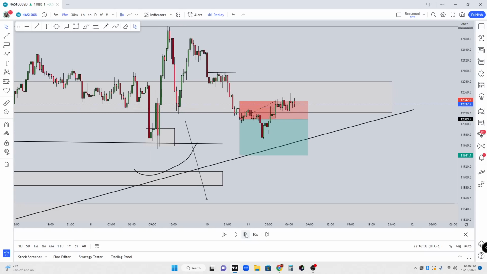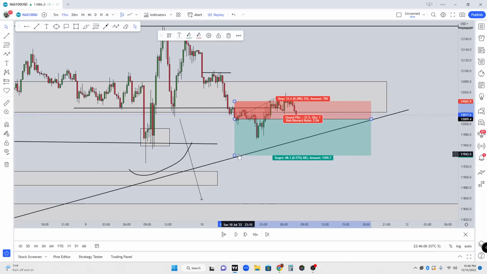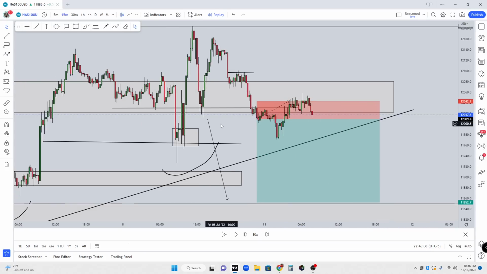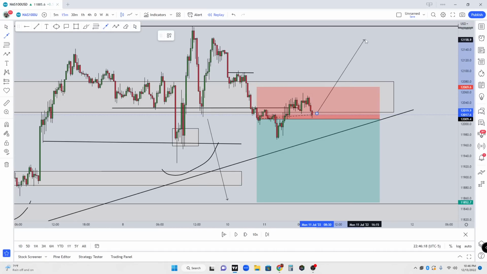Stop was hit, but let me see, because what time is this? This is 2 in the morning, so London session. So how does this thing move during London? Let me see, because we're playing around inside this area now. I just want to see if price holds above this area, then I'm looking for the buy. But if price breaks below here, I'm looking for the sell.